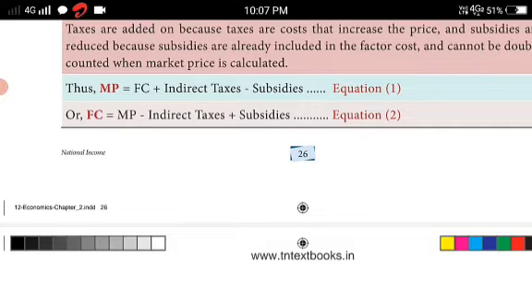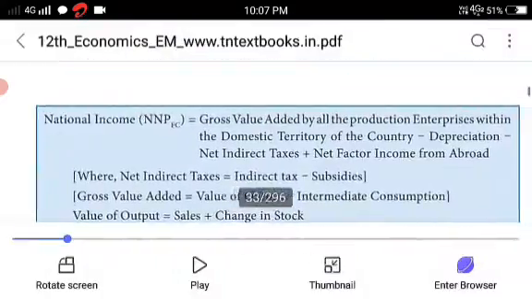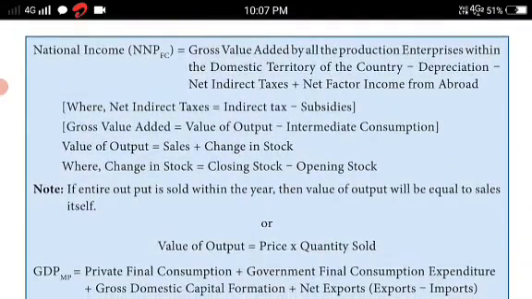So national income, NNP at factor cost. See here, NNP at factor cost is the value added by all the production enterprises within the domestic territory of the country, minus depreciation. What is depreciation? Wear and tear, replacement of machineries, everything comes under depreciation, minus net indirect taxes plus net factor income from abroad. This is called NNP at factor cost.